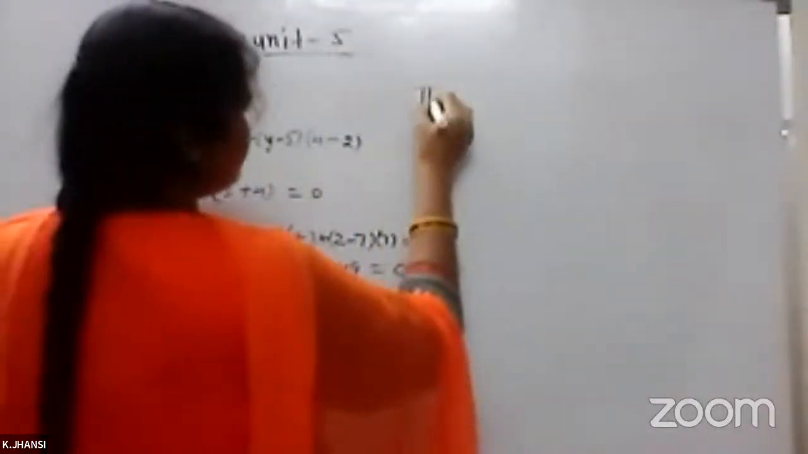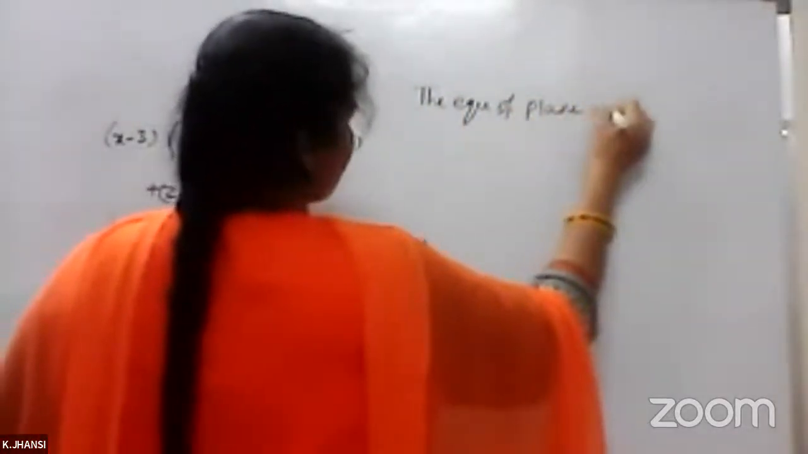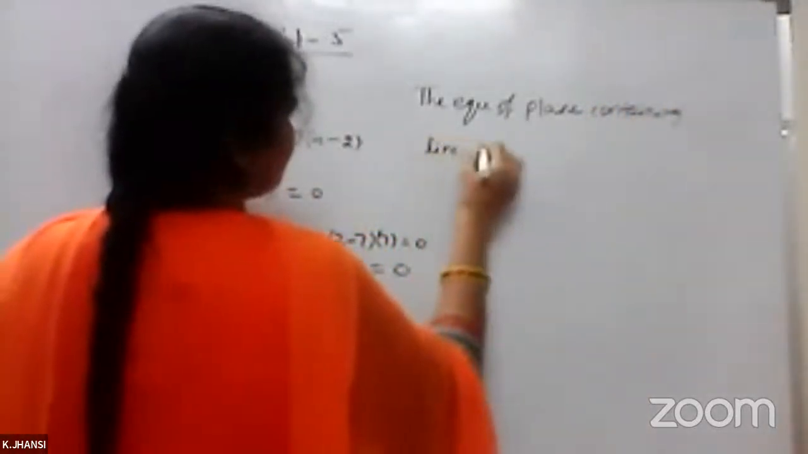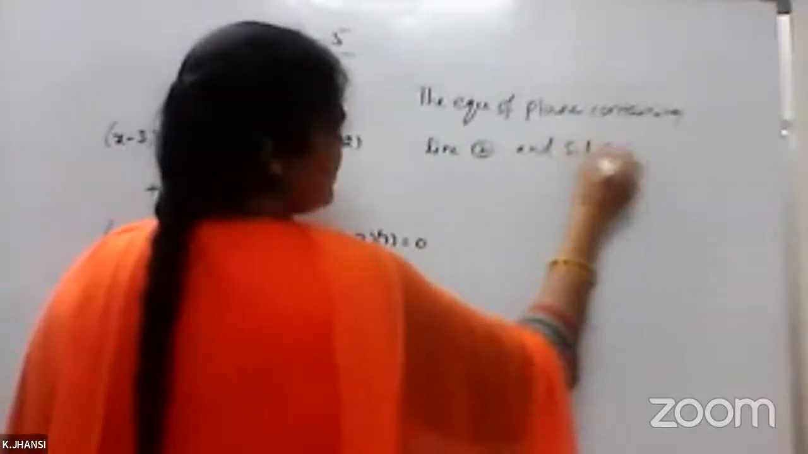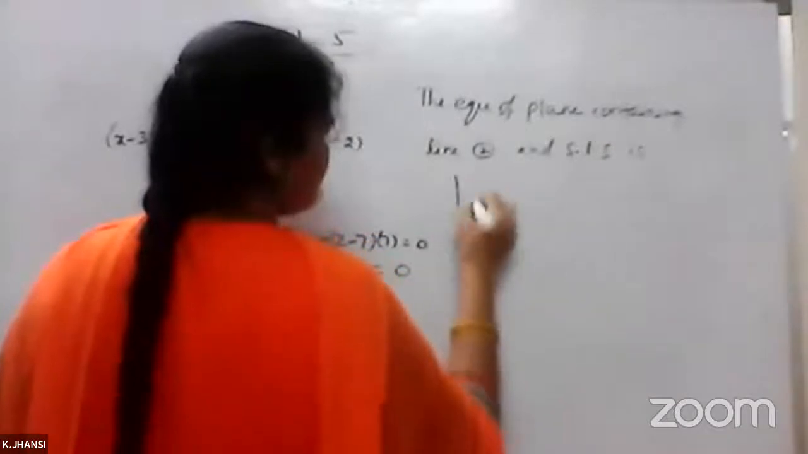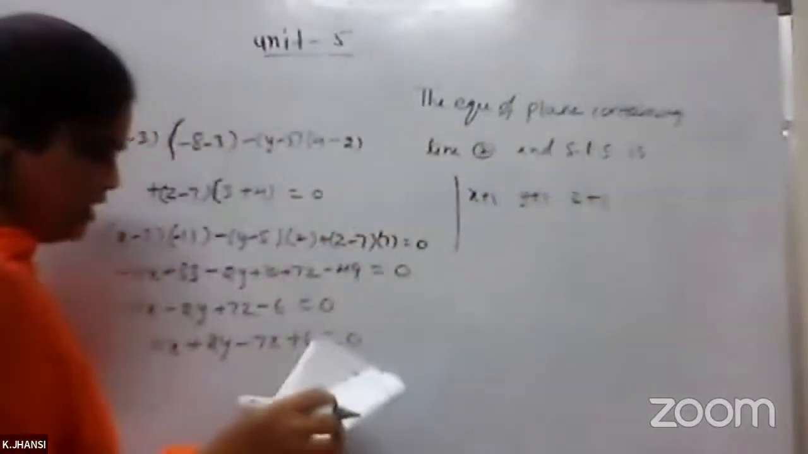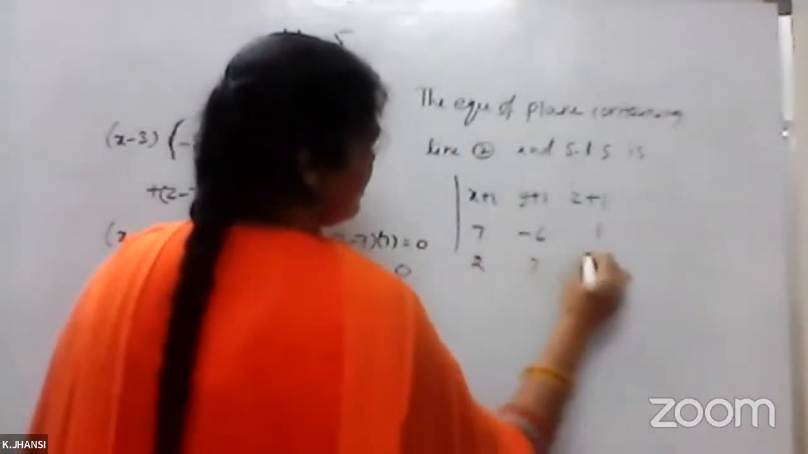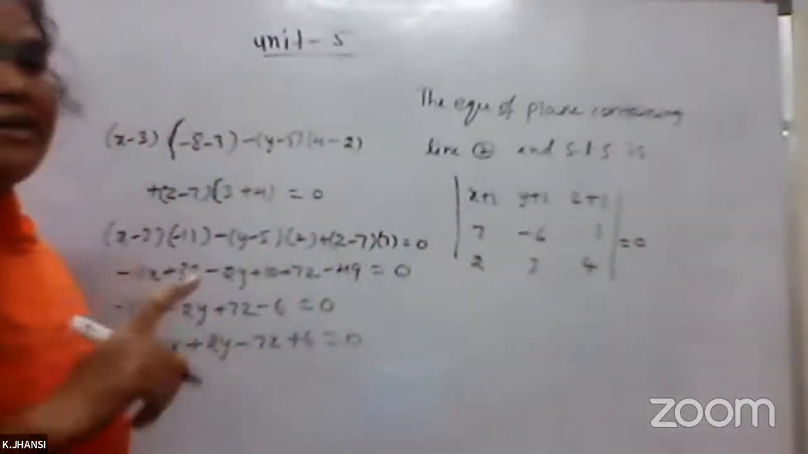Next, the equation of the plane. Equation of the plane containing line 2 and the shortest line segment. The second one is x plus 1, y plus 1, z plus 1, and in the denominator you have 7, minus 6, 1, 2, 3, 4. You equate it to 0. So this is the 10 marks question, the compulsory question you will get.